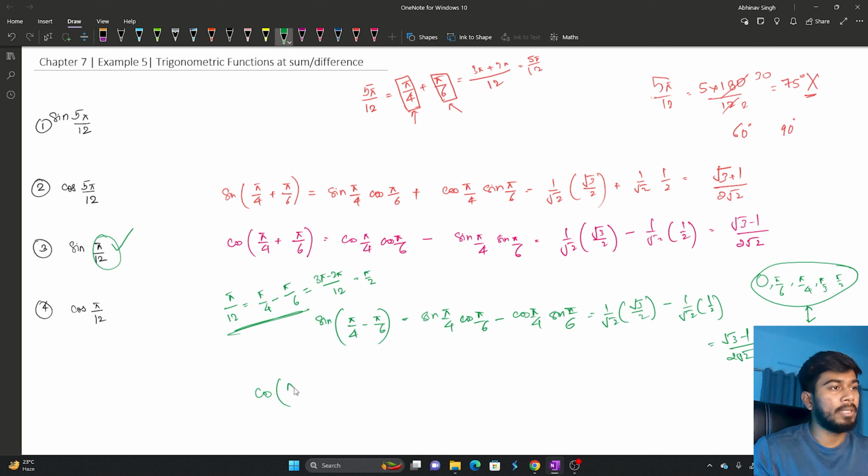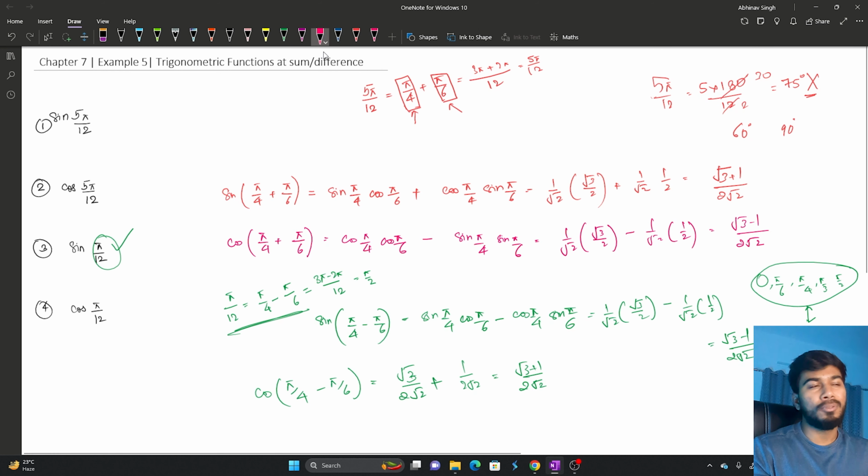Similarly, cos pi by 12, I can write as cos of pi by 4 minus pi by 6. By the expansion formula, it will be root 3 by 2 root 2 plus 1 by 2 root 2, which gives root 3 plus 1 by 2 root 2. So that's how you have to do a little hit and trial and see what these angles could be broken down into, and then solve the equation.